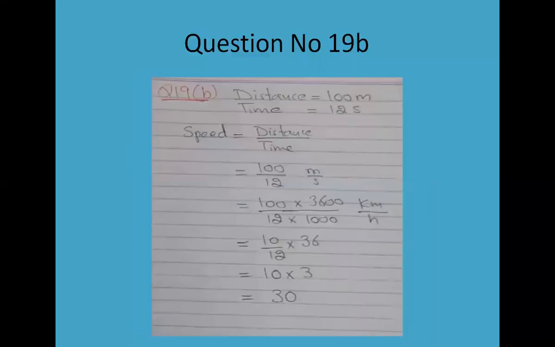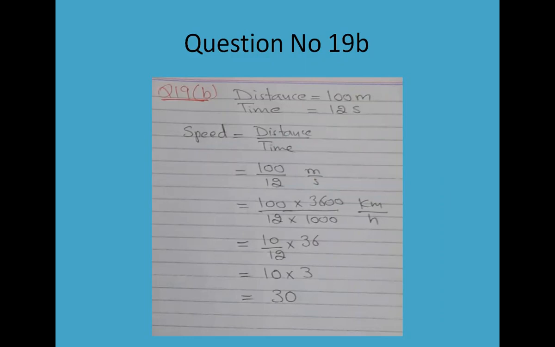Okay. So that's question number 19. It's B part. Distance is 100 meters. The time is 12 seconds. So the speed will be distance divided by time. So 100 meters divided by 12 seconds. So that's the speed, 100 by 12 meters per second.